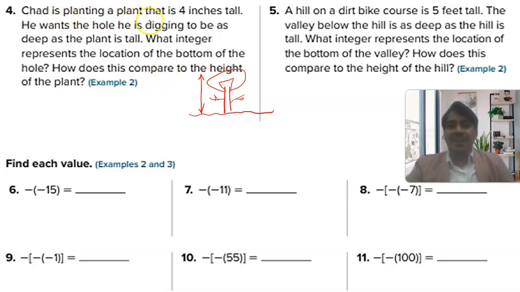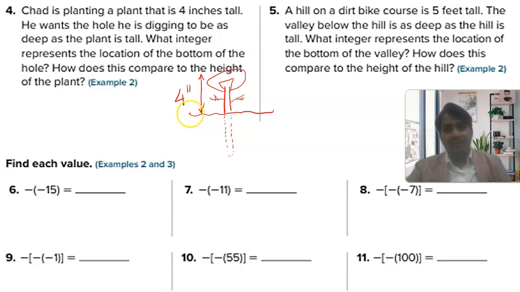Char is planting a plant that is 4 inches tall. So let's take this plant, which is 4 inches tall. He wants to dig a hole which is as deep as the plant is tall, exactly as deep as the height of the plant. What integer represents the location of the bottom of the hole?